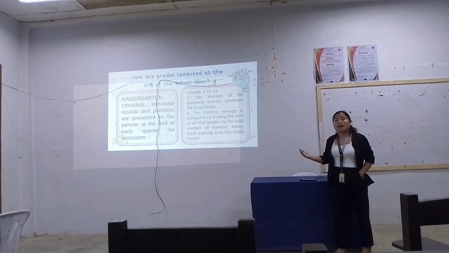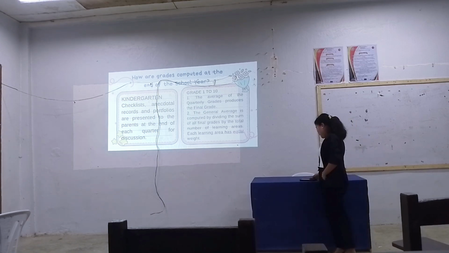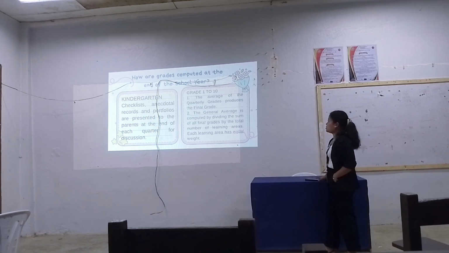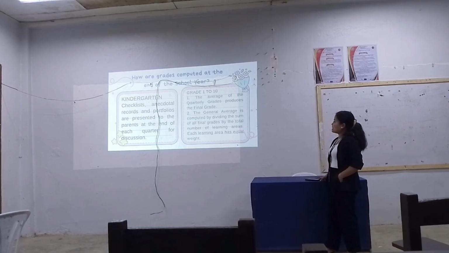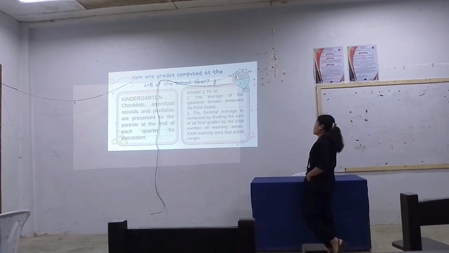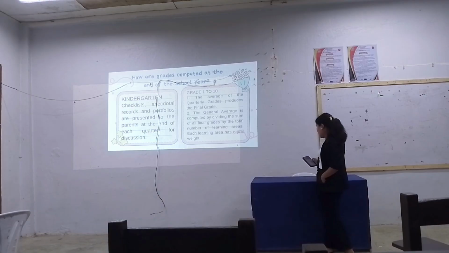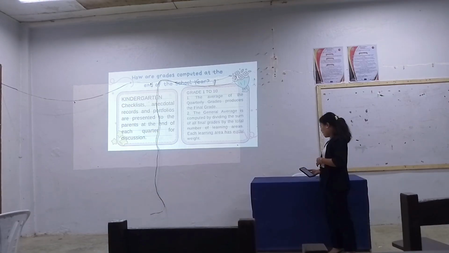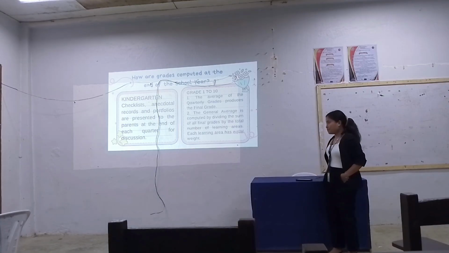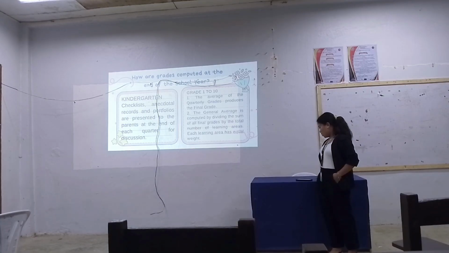And next is for grades 1 to 10. The average of the quarterly grades produces the final grade, and the general average is computed by dividing the sum of all grades by the total number of learning areas. Each learning area has equal weight. So at the end of the school year for grades 1 to 10, final grades are computed by averaging the quarterly grades across all subjects.